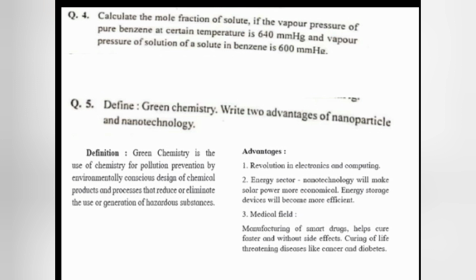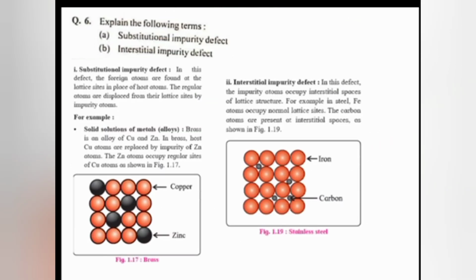Revolution of electronics and computing, the solar energy sector, and the medical field, we are utilizing these nanoparticles. Then substitutional impurity and interstitial impurity. In substitutional impurity, we insert a substitute element into the crystal structure. For example, brass is an alloy of copper and zinc. So the host element is copper and the impurity zinc we are inserting to form this alloy.